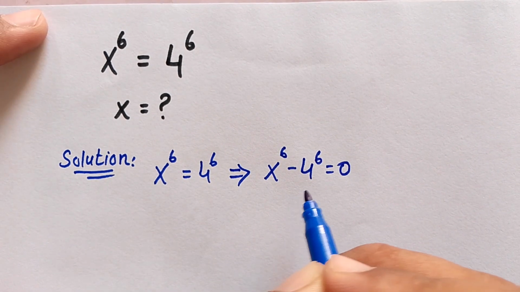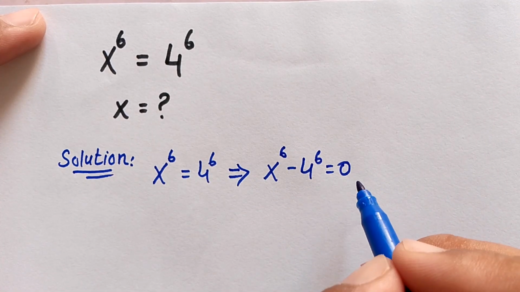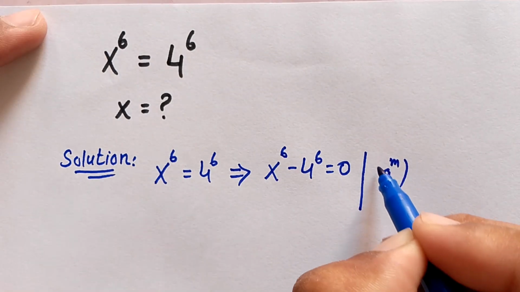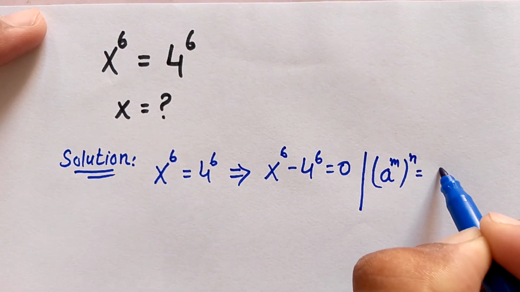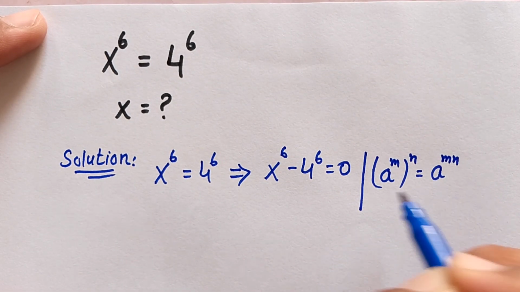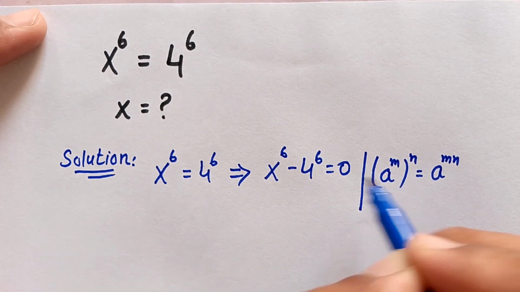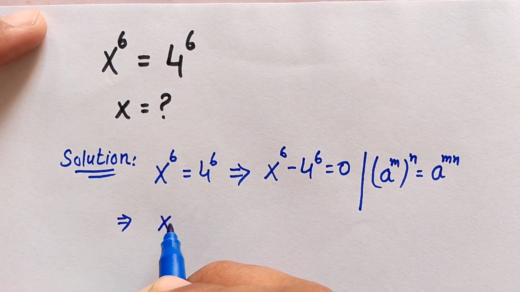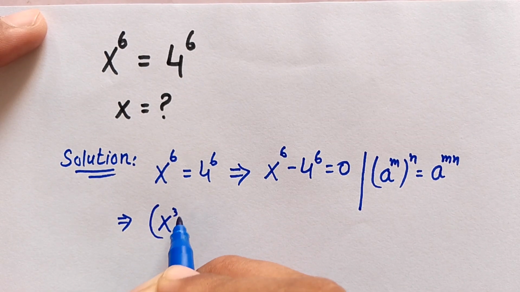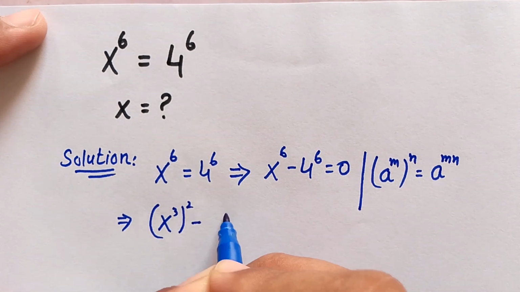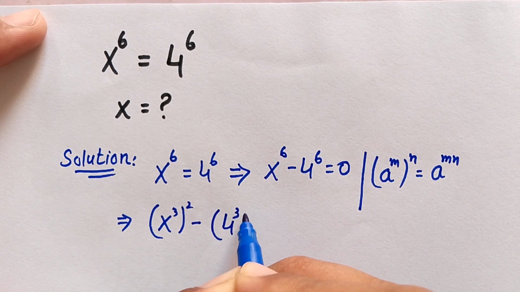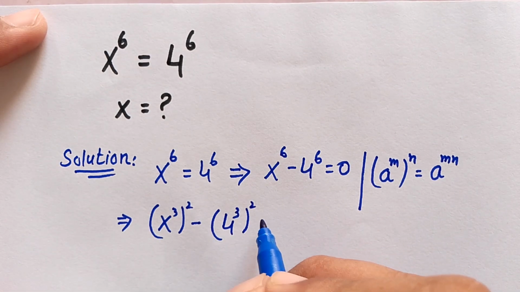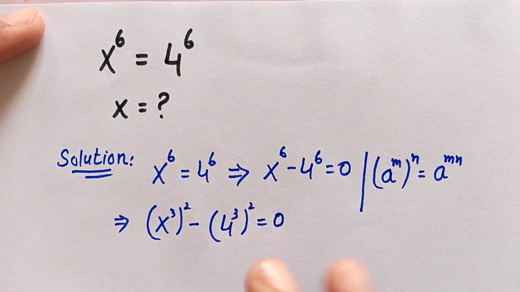Now, to solve this, we know that a to the power of m to the whole power of n is equal to a to the power of m times n. So, to apply this, we can write this as x to the power of 3 to the whole power of 2 minus 4 to the power of 3 to the whole power of 2, which is equal to x to the power of 6 minus 4 to the power of 6, and this is equal to 0.